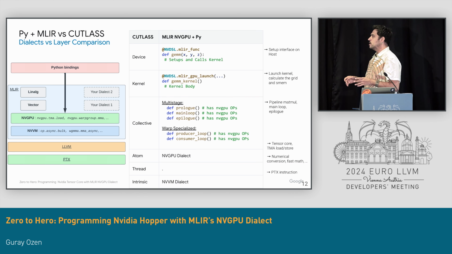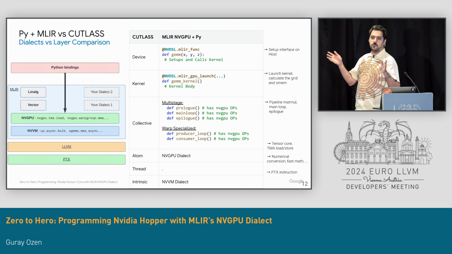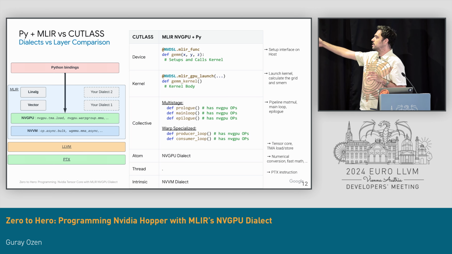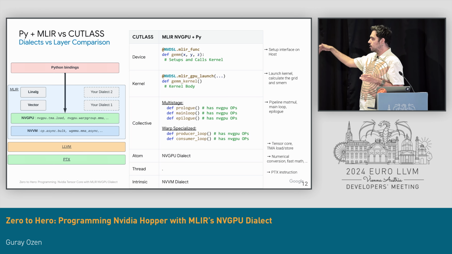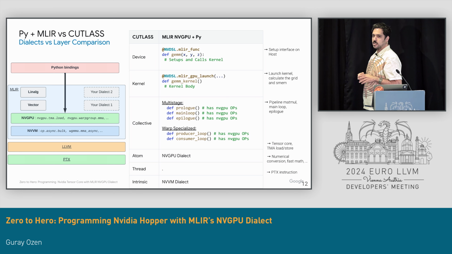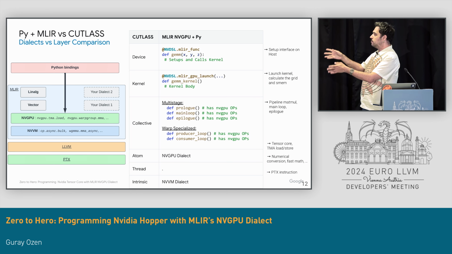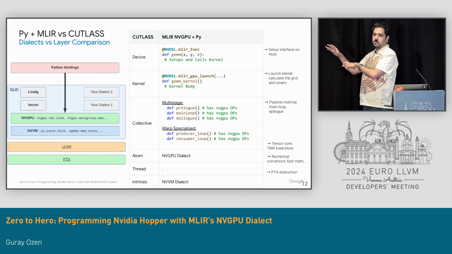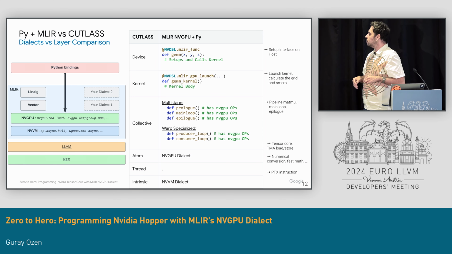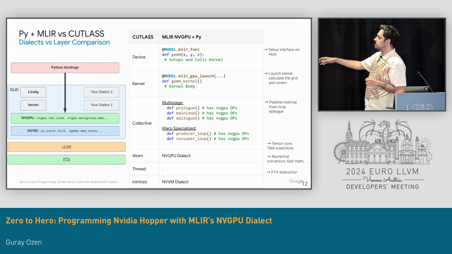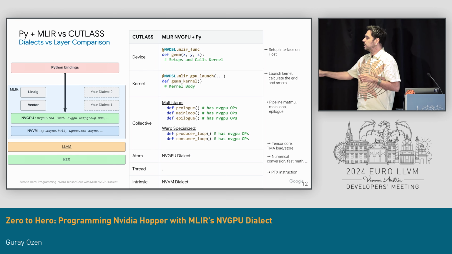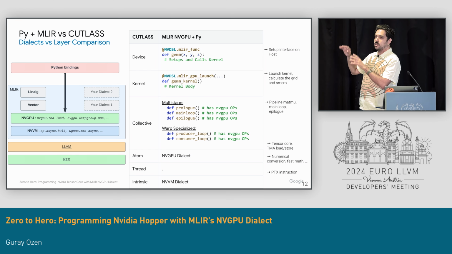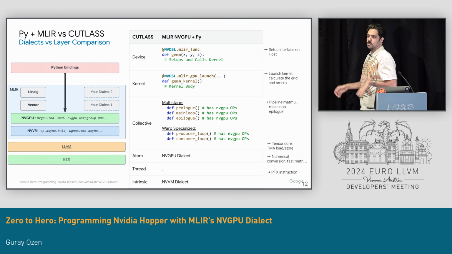And so this is another one. If you are a Cutlass expert, if you are familiar with Cutlass, so Cutlass has some layers: device, kernel, collective, atom, and thread. And we have some similarity in MLIR and Python. So if you are a Cutlass expert, take this slide offline. But as you can see, the bottom 3 layers are in the compiler. The upper 3 layers are in Python right now in this tutorial.